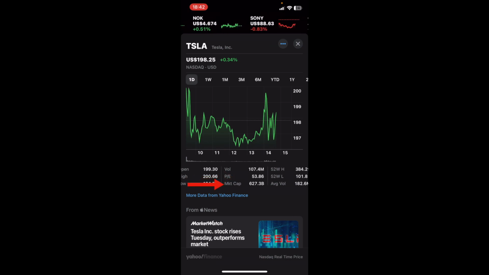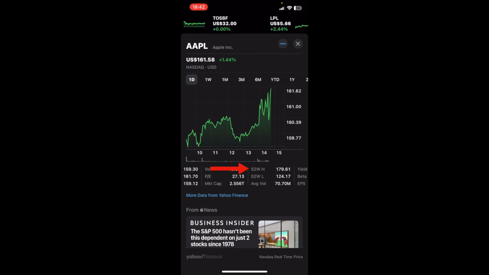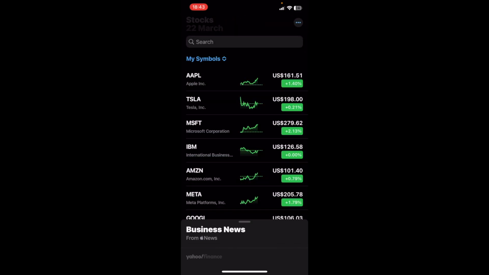Market cap is how much the company is currently valued at. That's $627 billion currently. That's all of the shares in total, that's what they add up to. And this changes all the time. If we look at Apple, it is worth $2.5 trillion, which is absolutely insane. If we look at 52-week high, that's the price of the share over the last year. 52-week low is quite simply the low of the year. Average volume again, we'll pop back to Tesla.